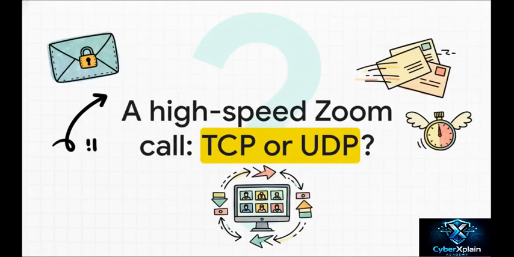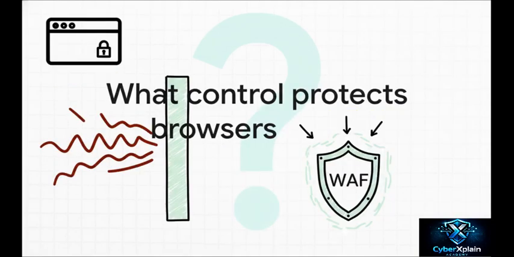Question 2. For a high-speed Zoom call, are you more likely to use reliable TCP or fast UDP? Think about it. Yep, you'd use UDP, the postcard, because for video, speed is more important than perfect reliability. And last one, what's the security control that protects your browser from bad websites, right at the application layer? The answer is the Web Application Firewall, or WAF.